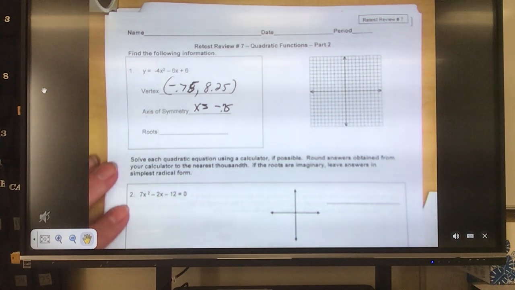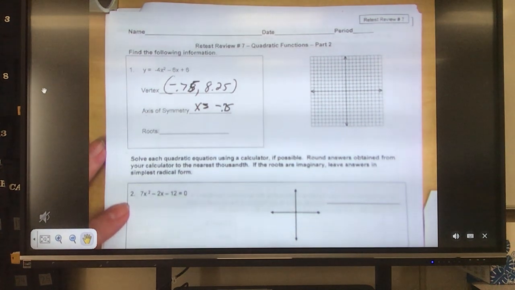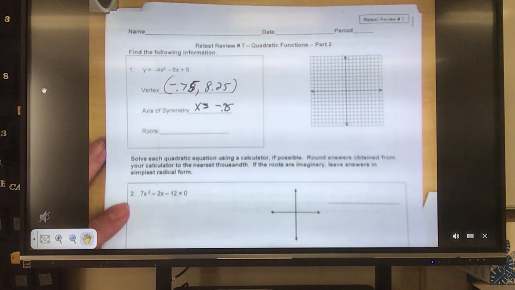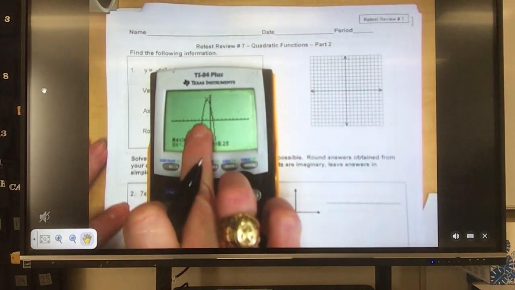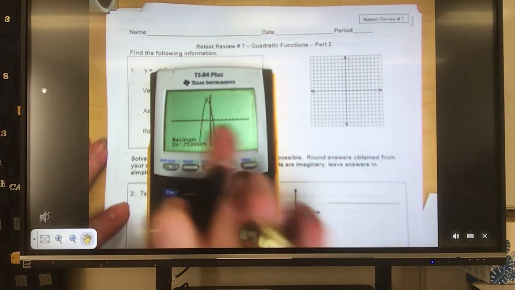Roots. What are roots also called? Zeros. So they are zeros in my calculator, the x-intercepts, right there and right there. There are 2 of them on this one.